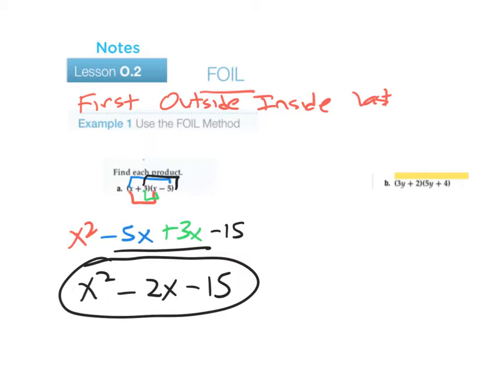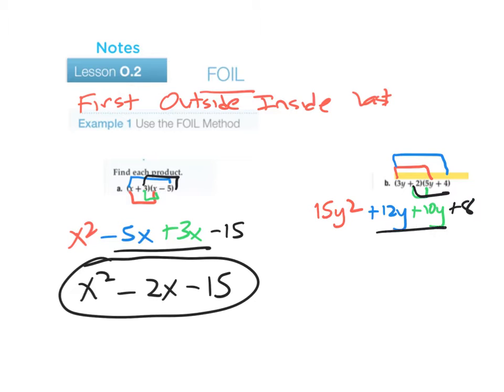So let's go through that process again. If I take my first term and multiply by the first term in the other multiplication problem, I get 15y squared. Then I'm going to take the outside, which is the 3y, but I'm going to multiply it by the 4, so that's plus 12y. Then I'm going to do the inside, 2 times 5, so it's 10y. And then my last terms are 2 times 4, so that's 8.